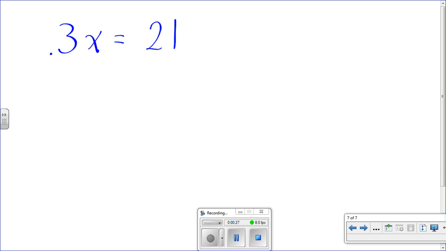What if I did this? Okay, whatever you do to one side, you got to do to the other. So what happens over here if I multiply by 1/3? You just have x. Is that solved? What's the point of solving? You get x by itself to isolate your variable. Okay. And what's 1/3 of 21?